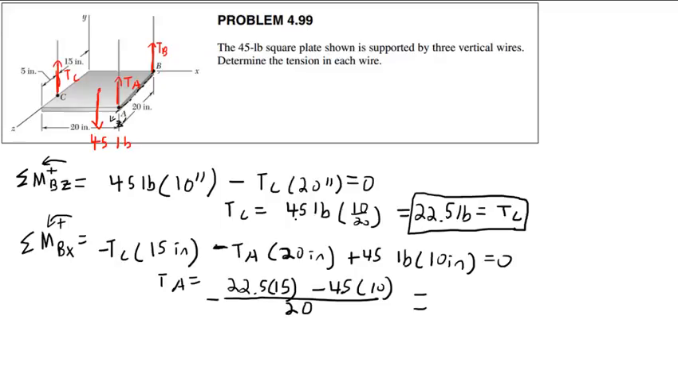Let me get this, 22.5 times 15, minus 450, divided by 20, and then times negative 1. I'm getting 5.625 pounds. So anyone concur? Mm-hmm. 5.625 pounds. That would be TA.